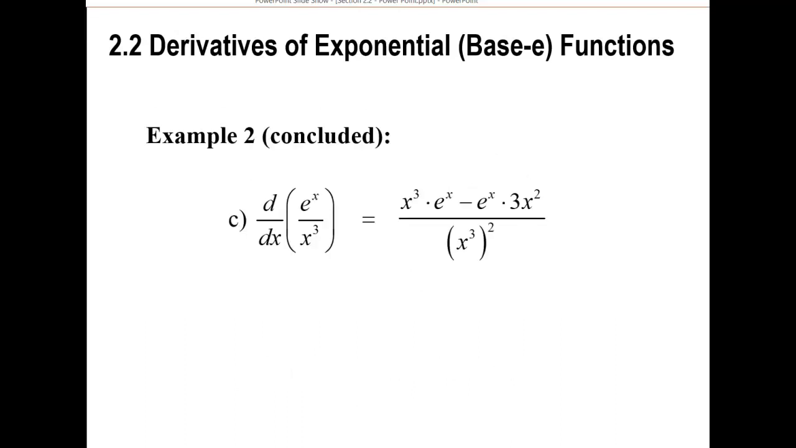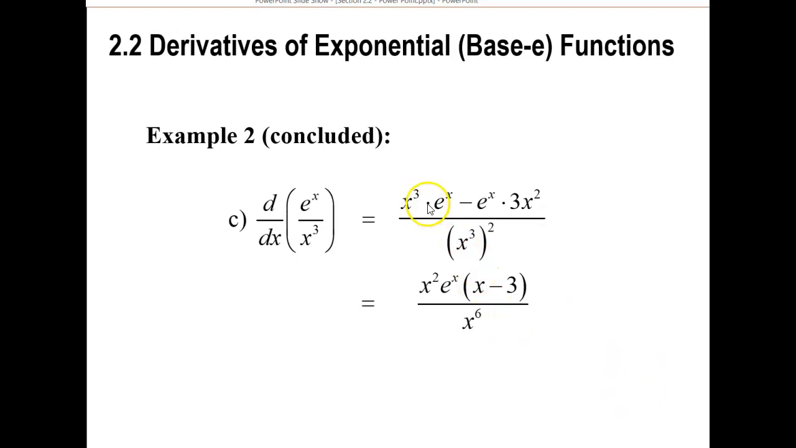All right, the derivative with respect to x of e to the x divided by x cubed. This is a quotient in which both top and bottom involve x, so we have to use the quotient rule. The quotient rule says you take the bottom function, x cubed, times the derivative of the top, which is e to the x, minus the top function, e to the x, times the derivative of the bottom, which is 3x squared, and then you divide by the bottom squared.